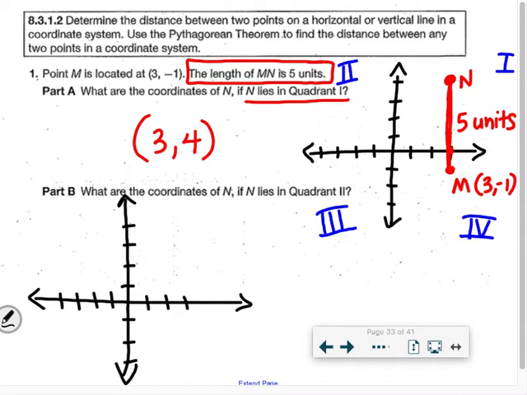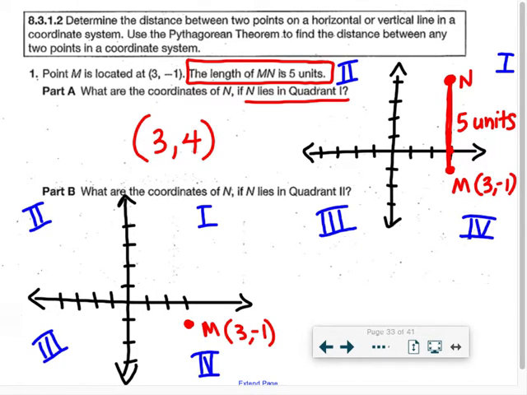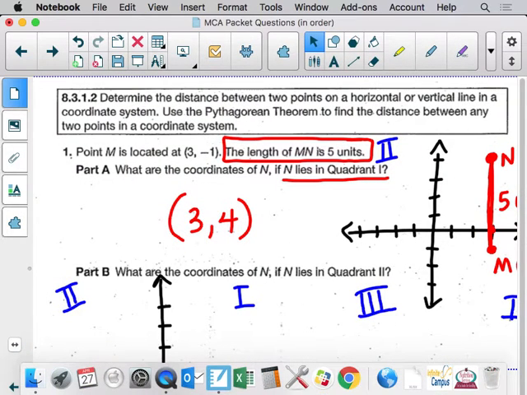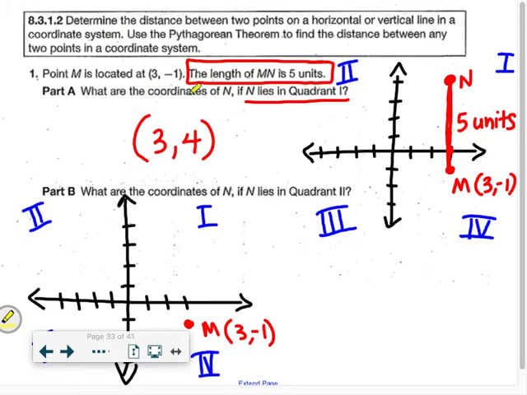Remember, our goal is to use the Pythagorean theorem to help us out here. So our point M is still at 3, -1. Our point N has to be somewhere in quadrant 2. So remember quadrant 1, 2, 3, and 4. So our point has to be somewhere over here in this quadrant. Not on the axis, but in the quadrant.